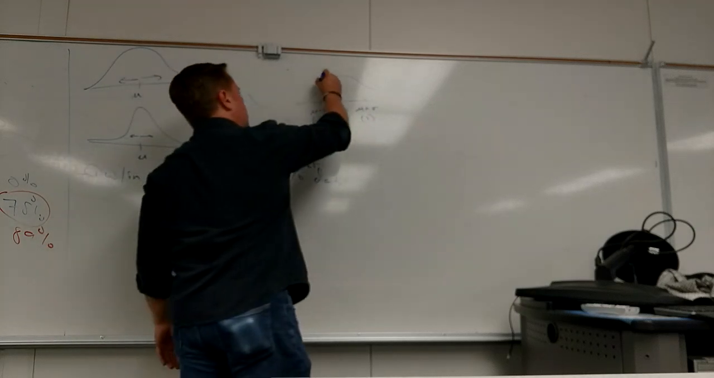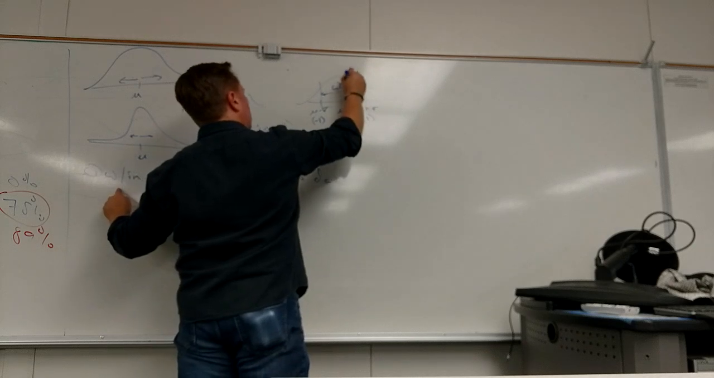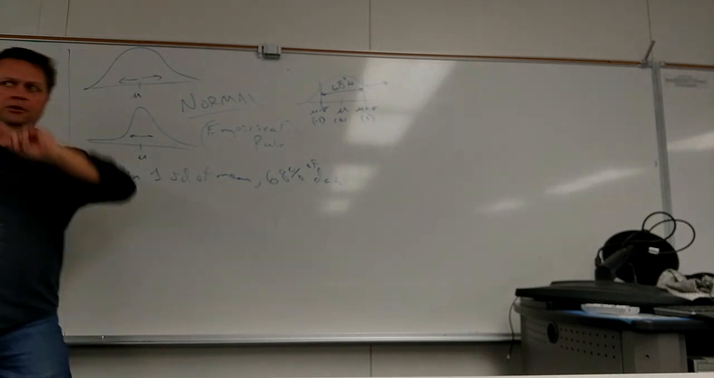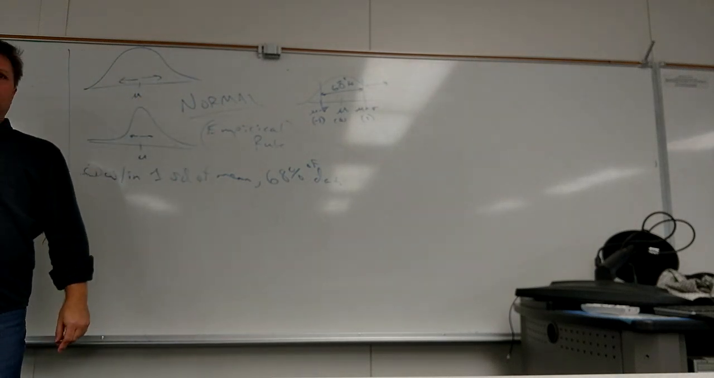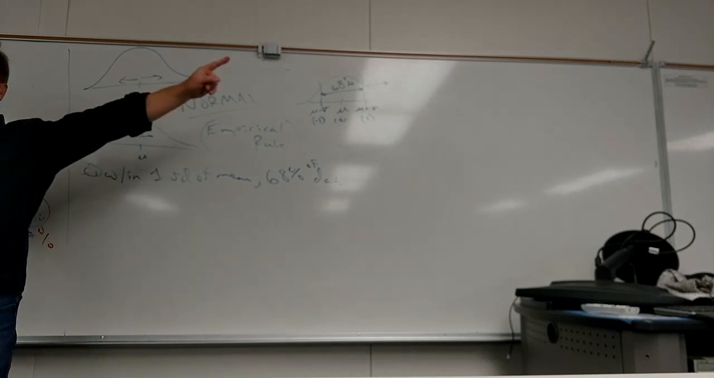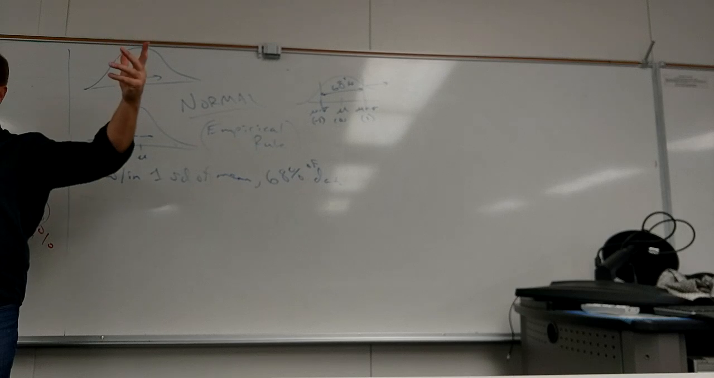So if there's 68% in here, that's what this thing says. If there is 68% in here, can anyone figure out how much is out there? How much is on that side? Careful, not 32. It's too much. Yeah, because there's 32% outside, 16% on that side because this is symmetric, right?